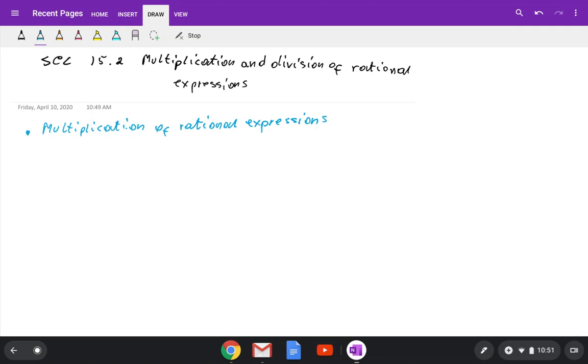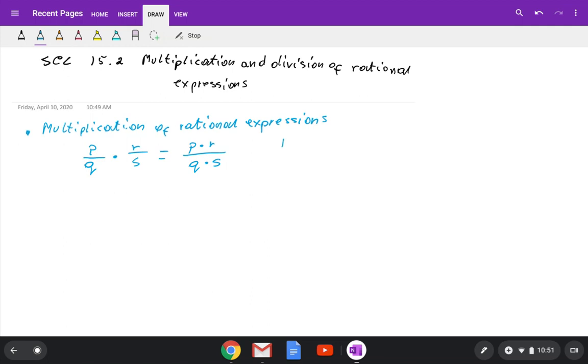Okay, so how are you going to multiply rational expressions? You multiply them like fractions, which means you multiply numerators together and denominators together, and then you're trying to cancel repeating factors. So the definition is if you have rational expression p over q and you multiply that by a different rational expression, r over s, you multiply numerators together and you multiply denominators together.